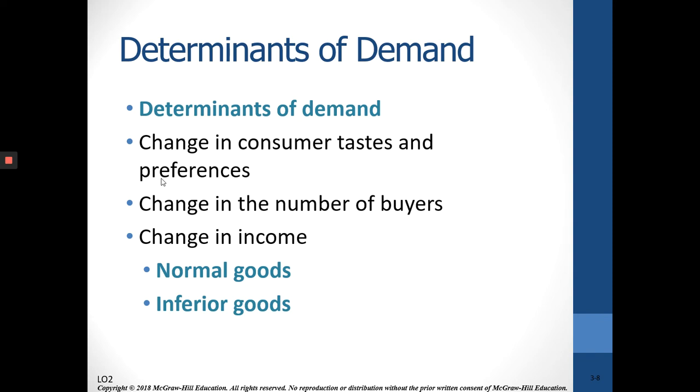Another thing that can determine demand, change in income. Most goods are normal goods. That means an increase in income increases demand, or a decrease in income decreases demand. Most everything follows that. Restaurant meals, clothing, etc. Our income goes up, we'd likely buy more of those at each and every possible price.